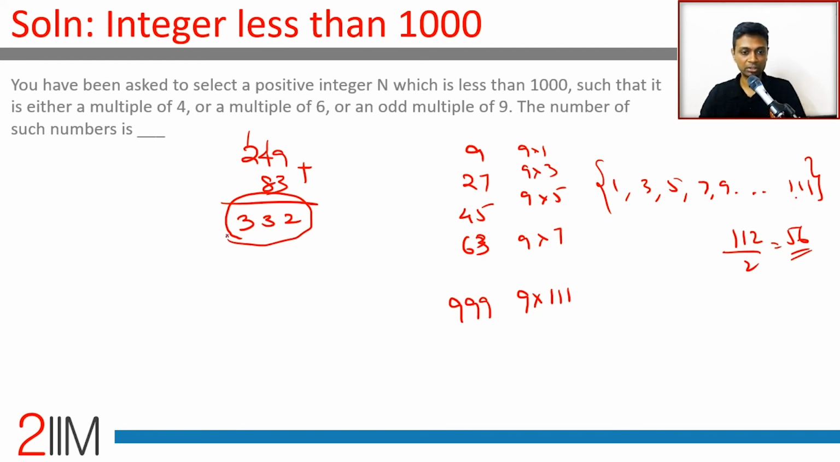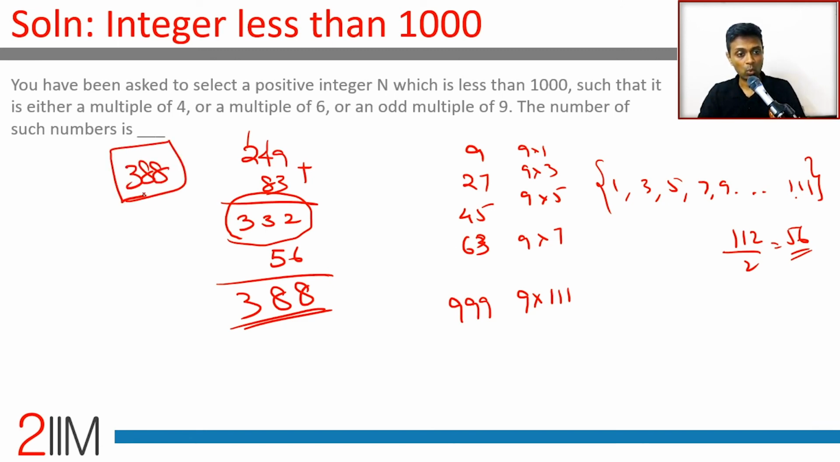So 56 numbers. 332 plus 56, add these two: 388. The number of such numbers is 388. Wonderful question, very delightful question. We can plug in this and keep it very formula-like, but it becomes much simpler if you just look at this and recognize that one of those sets has nothing in common with the other two. Then we can just simplify that and get to the rest of it.